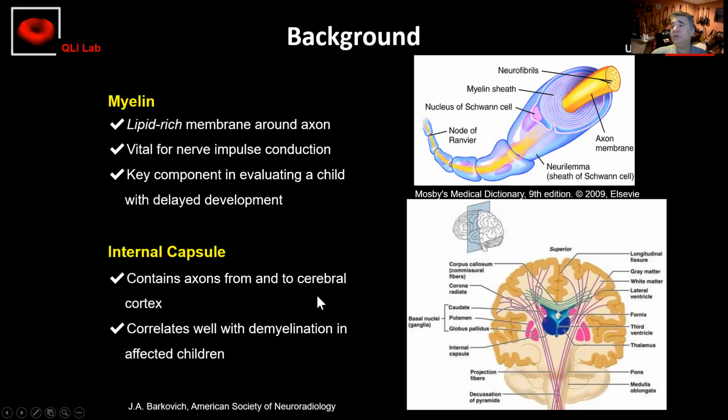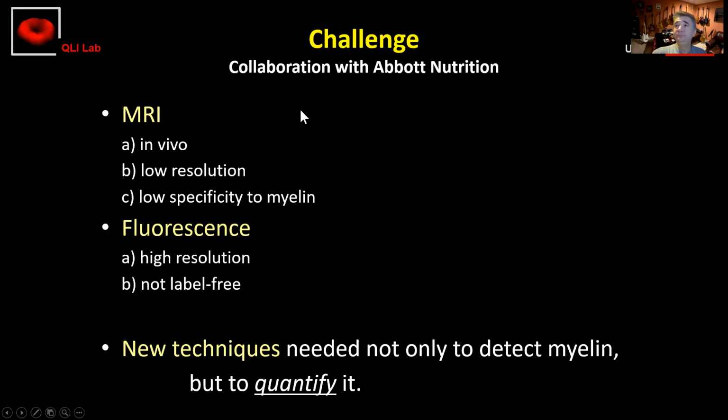Internal capsule is a portion of the brain that contains a lot of myelin. This is basically a bundle, a cable of such wires where a lot of information goes back and forth. So it's rich in myelin and therefore is studied in this context. We got contacted by Abbott Nutrition, the huge company that has a formula for baby food that was designed to actually promote myelination. And they have animal models that they studied with MRI that shows that indeed their baby formula works, promotes myelination.